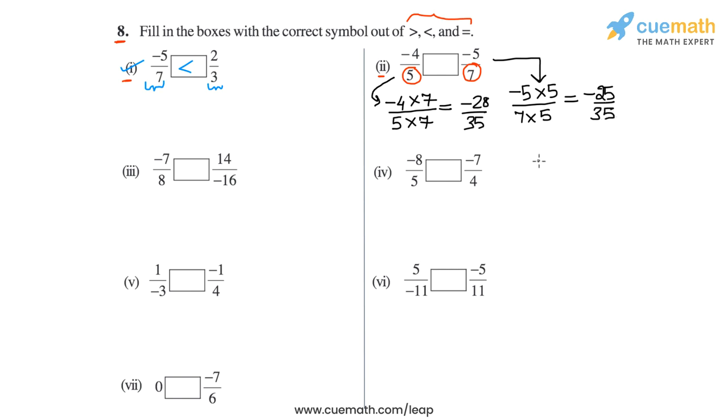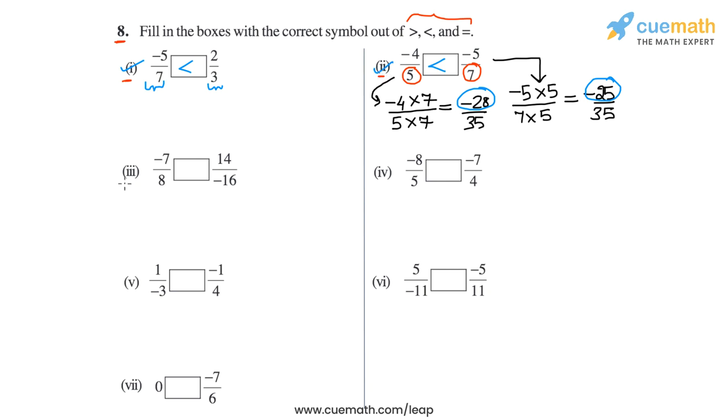So we have written both the rational numbers with denominator 35 and now if we compare the numerators, we see that minus 28 is smaller than minus 25. It lies to the left of minus 25. So minus 4 by 5 will be less than minus 5 by 7. Okay, so that's part 2.